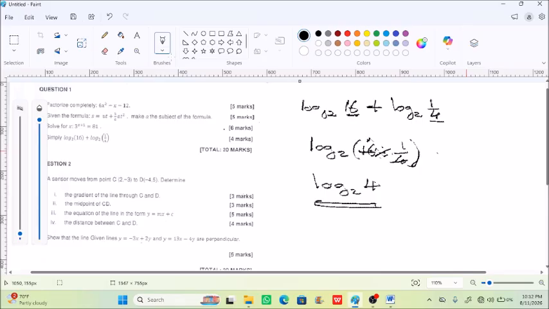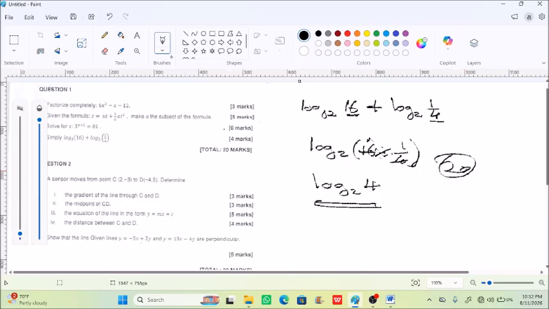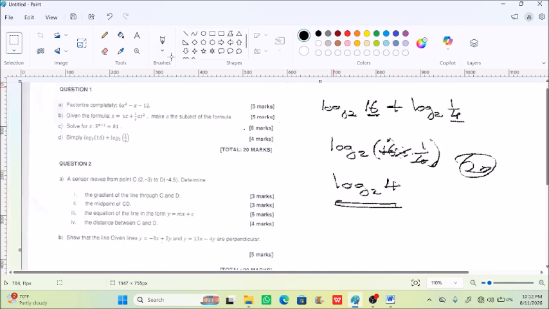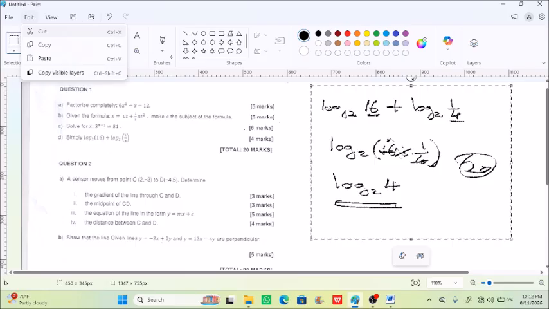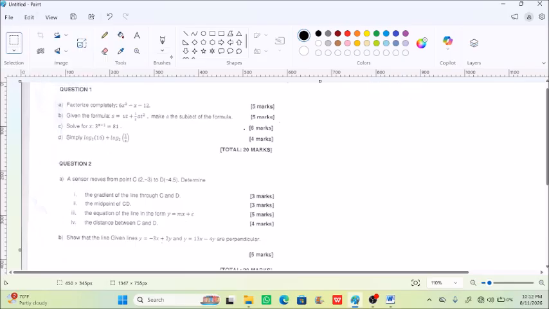So us solving this, the last question for question 1, meaning we have gained all the 20 marks there. Okay, so let's move to question 2, so that we see how far we can go with the solvings. We need to finish all the 8 questions.